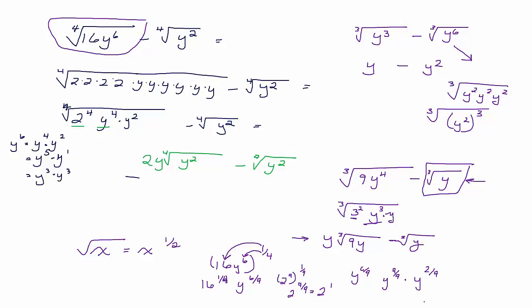I don't know why my pen is making 4s weird. I'm sorry. But that's 4s, I promise. So that's y times y to the 1/2. So it's y times the square root of y.